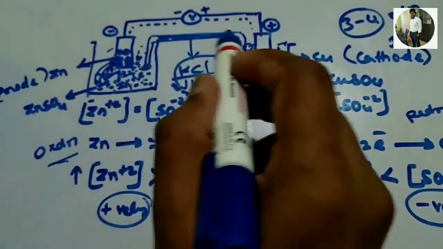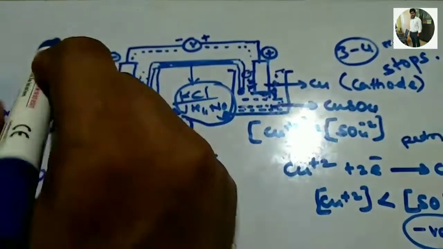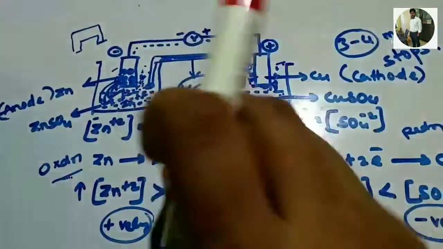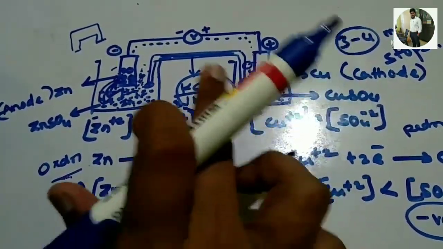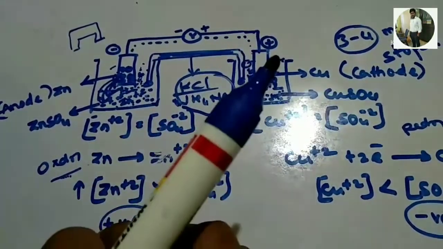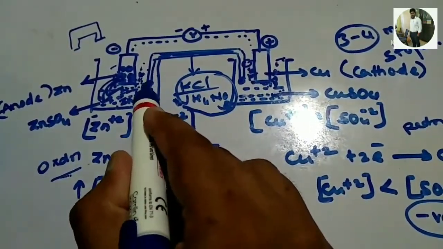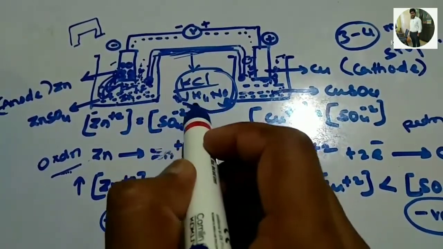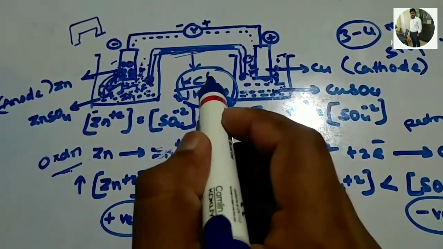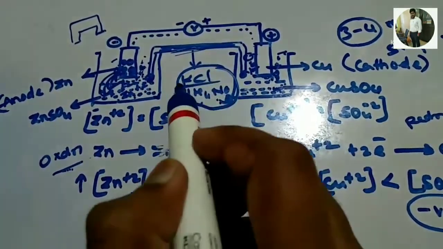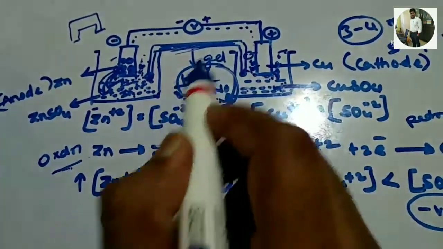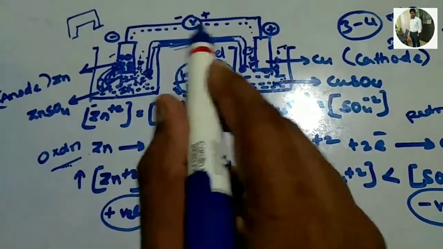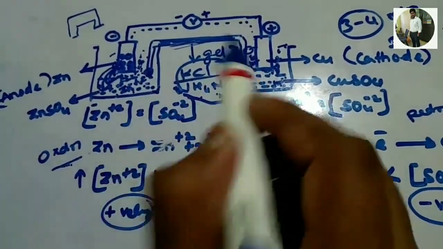but not directly, through this salt bridge. It is a U-shaped tube that we have to invert into one beaker and the other beaker, in both the beakers at the two ends. The mouth of the U-shaped tube is plugged with cotton, and the paste is filled with KCl or NH4NO3, that is, potassium chloride or ammonium nitrate electrolyte. They are in gel form. And the mouth of the U-shaped tube is plugged with cotton.